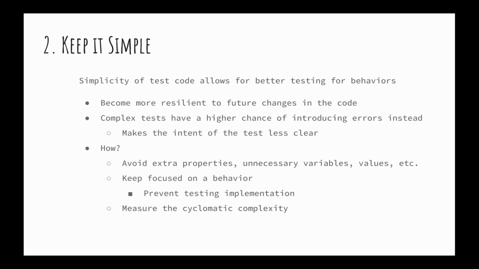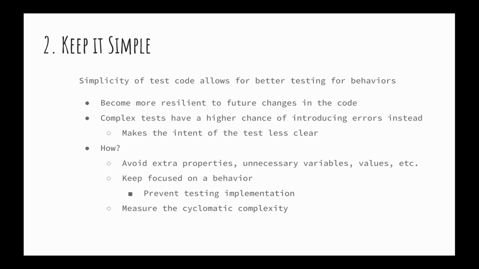The next best practice that you want to keep in mind is that you want to keep it simple. Simplicity of test code allows for better testing of behaviors. It becomes a lot more resilient to future changes in the code. Because it's so simple, there's not a lot of complexity to it, you don't have to change it as often, because as long as it's focused on that one behavior, it doesn't need to be changed, even if the production code is changed.